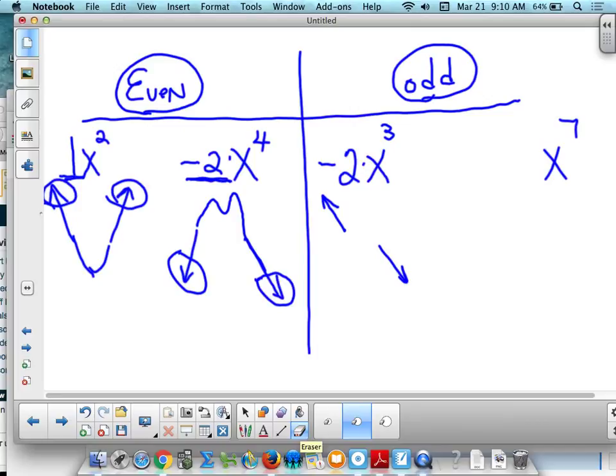All I care about is what? What do I care about? Down and up. The end behavior. On the left, what's it doing? On the right, what's it doing?